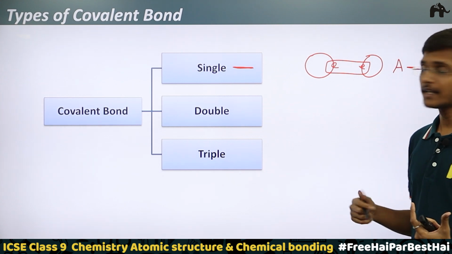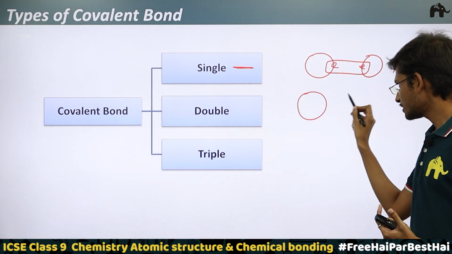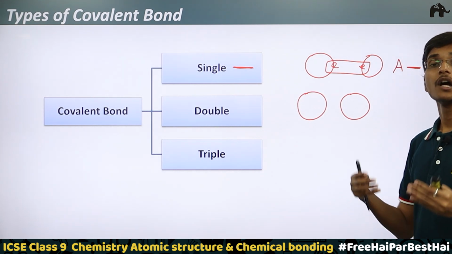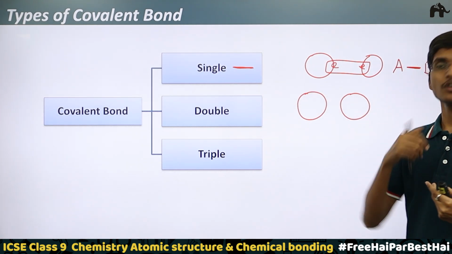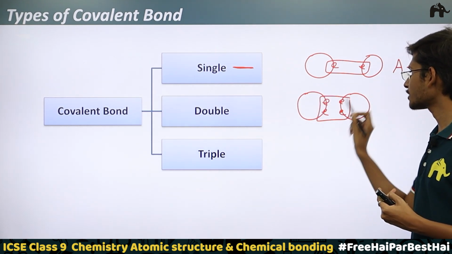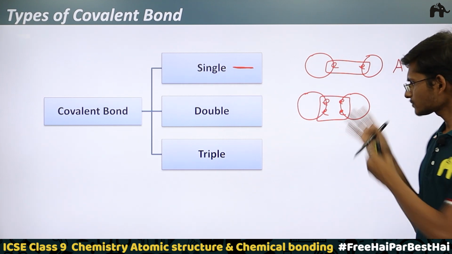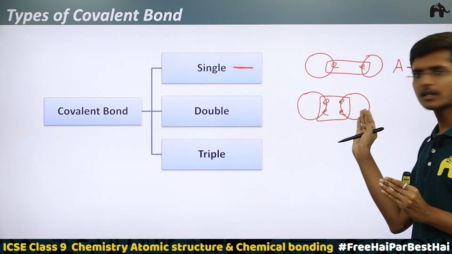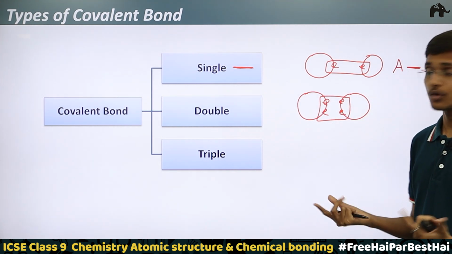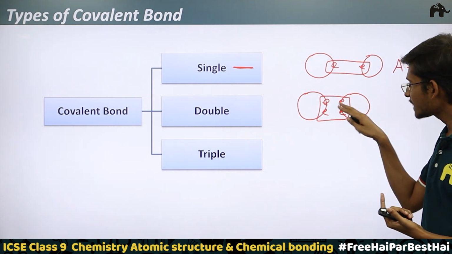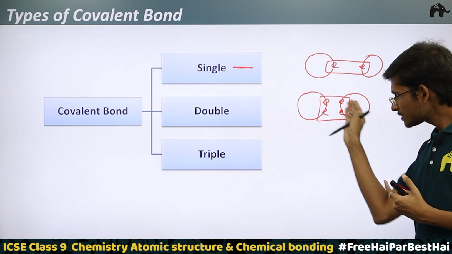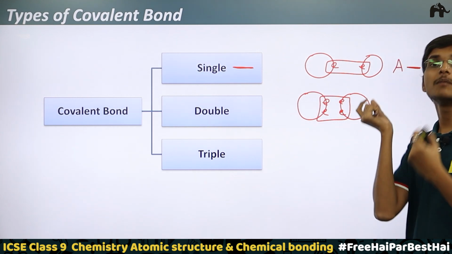Now, another scenario: if a chemical bond is formed by mutual sharing of two pairs of electrons. These are the two pairs of electrons which are being shared. Such a chemical bond, formed by the mutual sharing of electron pairs between the combining atoms, is a covalent bond. But now this covalent bond has two pairs of electrons. This means that this is actually a double covalent bond.